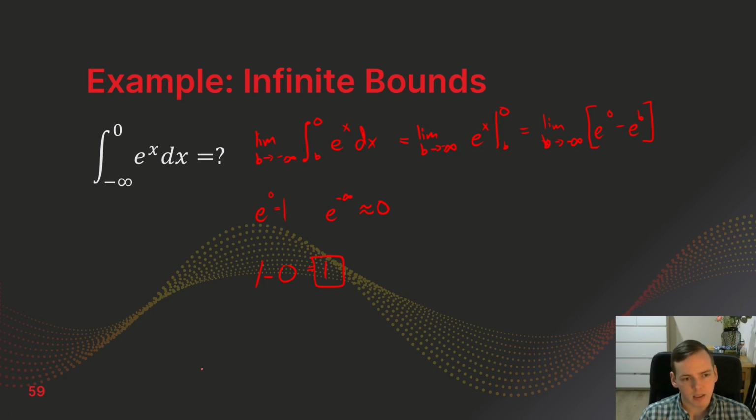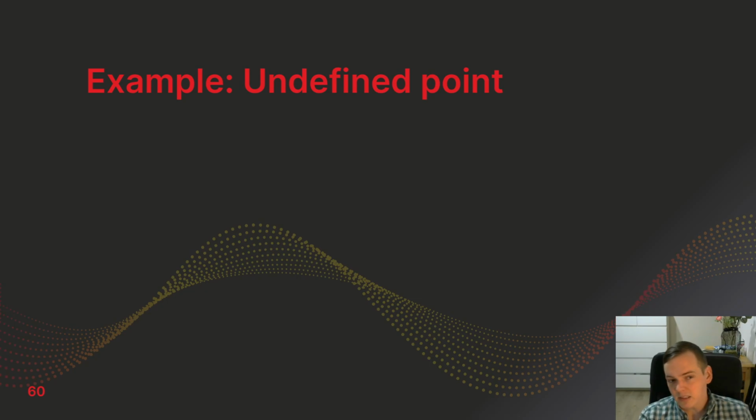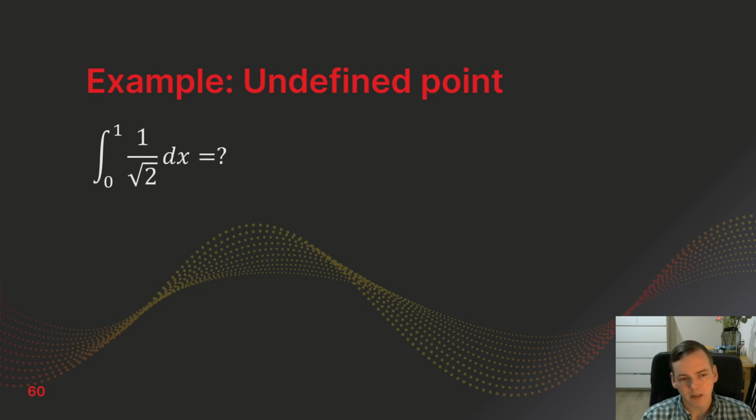So the whole idea here, again, whatever our problem was, in this case our problem was negative infinity, we replaced that with b, and then took our limits. This next example has an undefined point. So if we have, sorry, that shouldn't be a 2, that should be an x. The square root of 1 over x dx, or 1 over the square root of x dx.